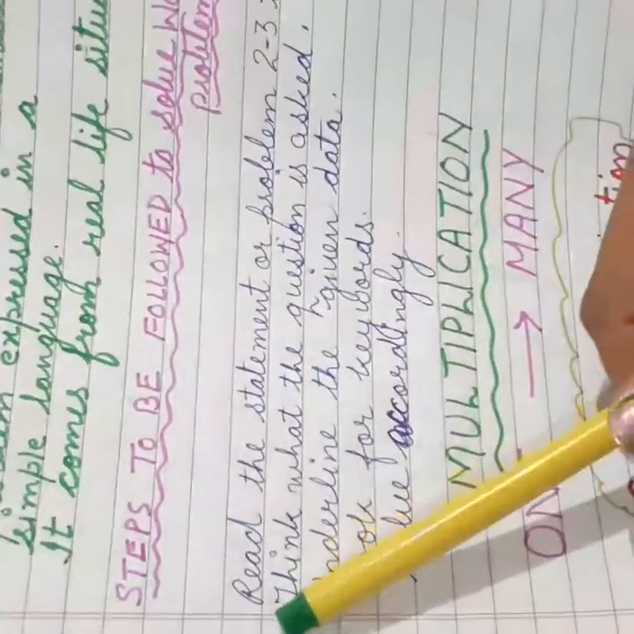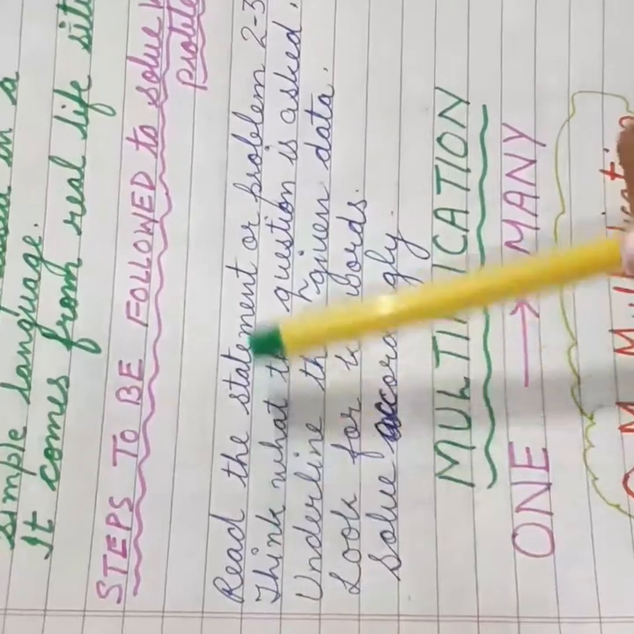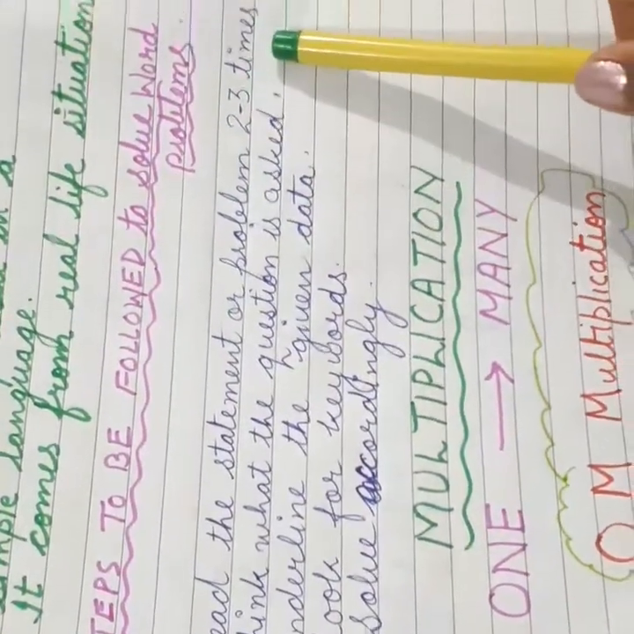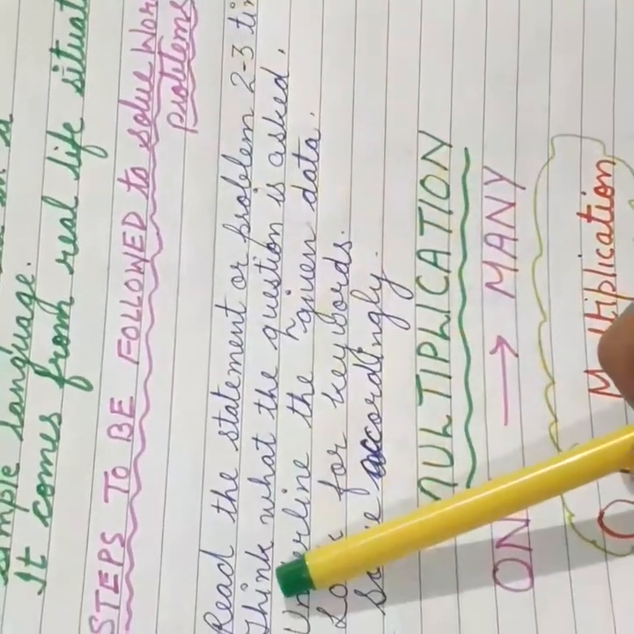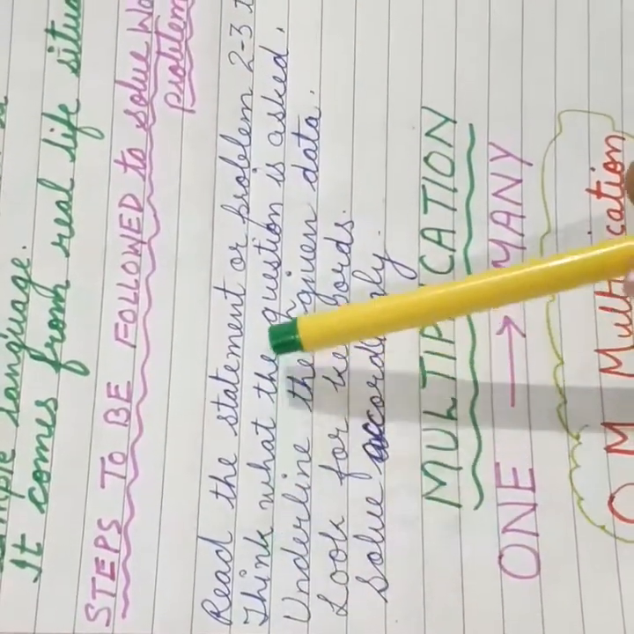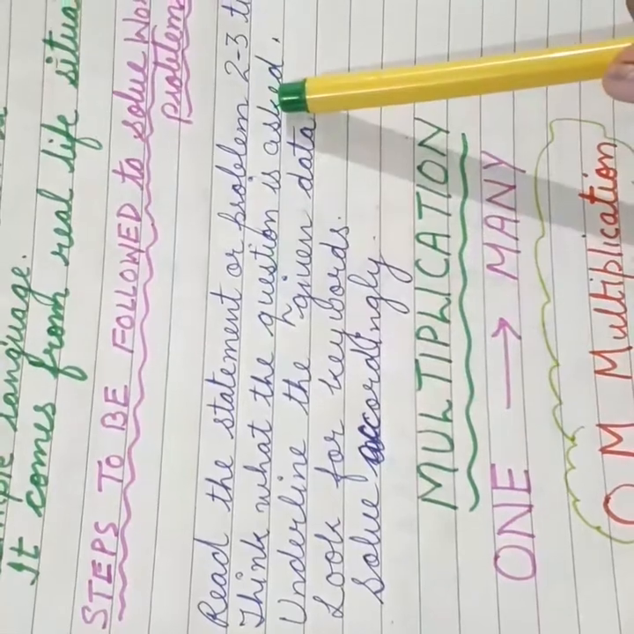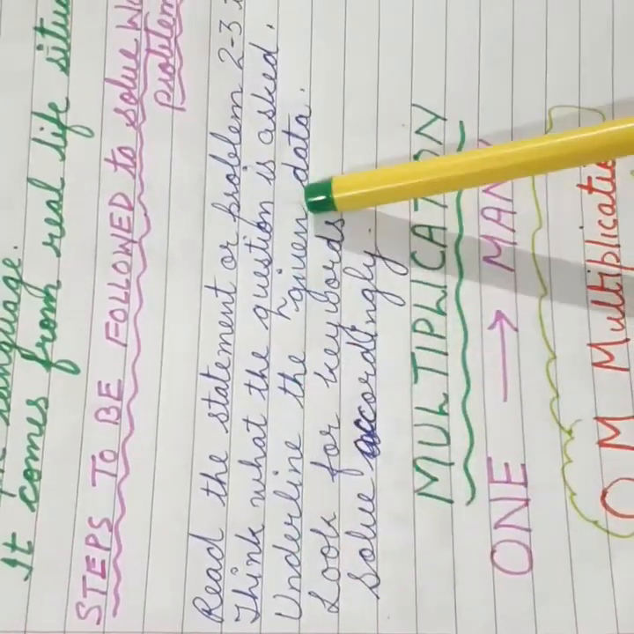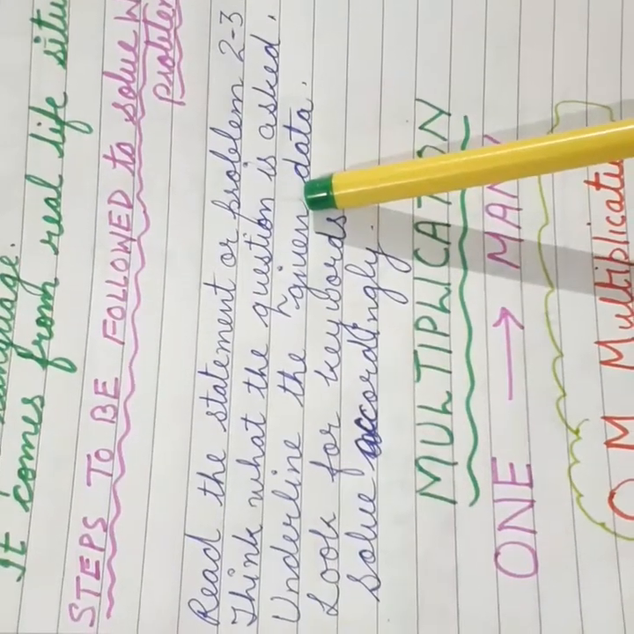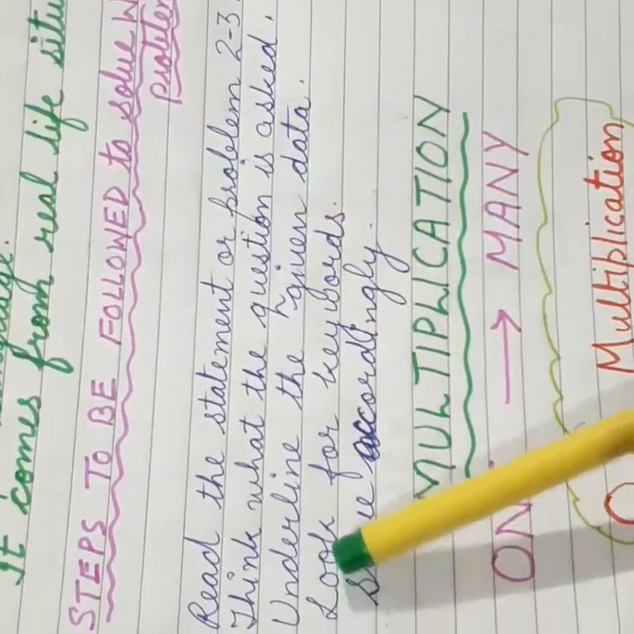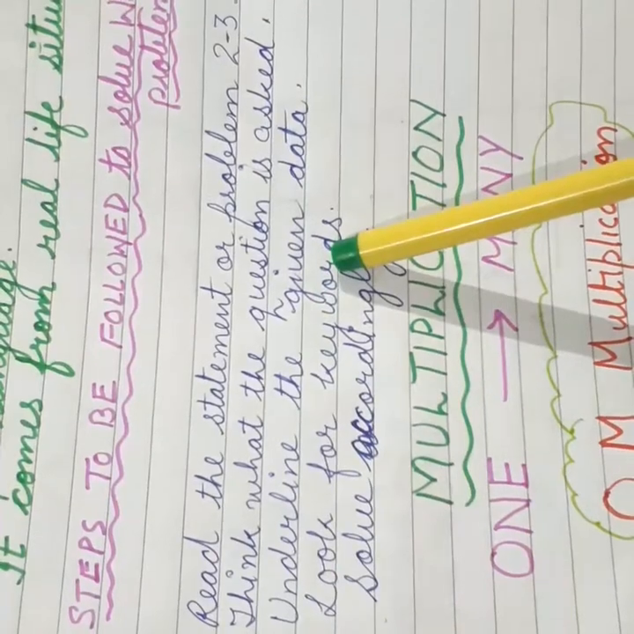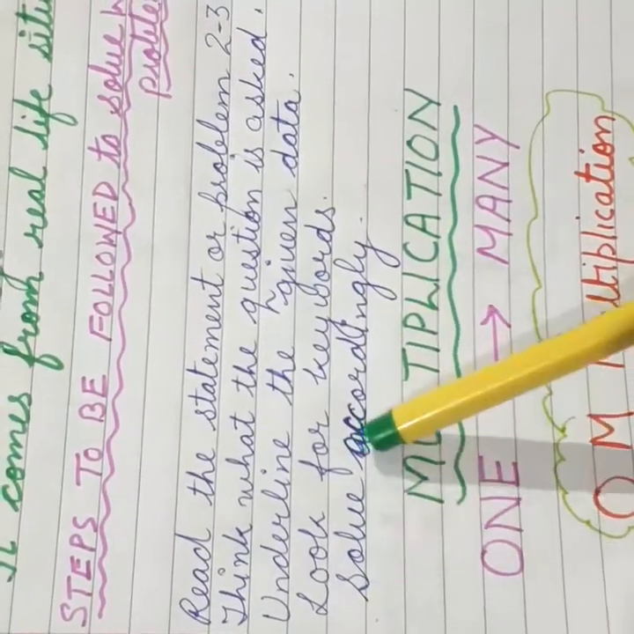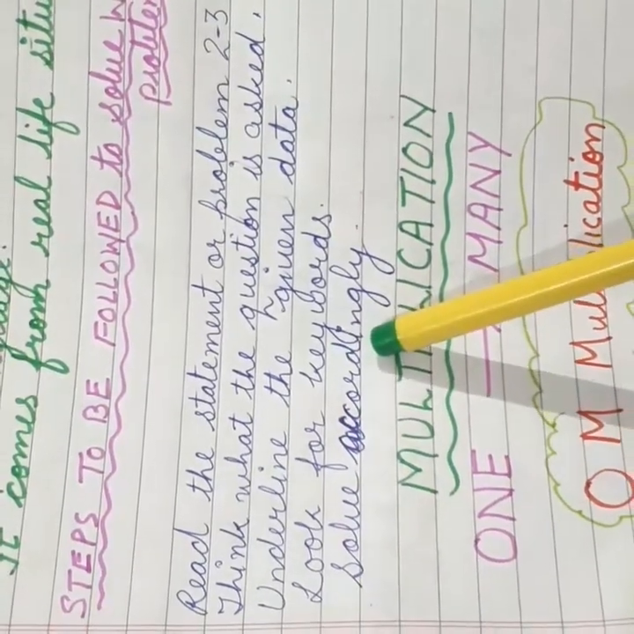Your first step is to read the statement or problem 2 or 3 times. Second step, think what the question is asking. Third step, underline the given data in the question. Then look for keywords, and in the last step you solve that question accordingly.